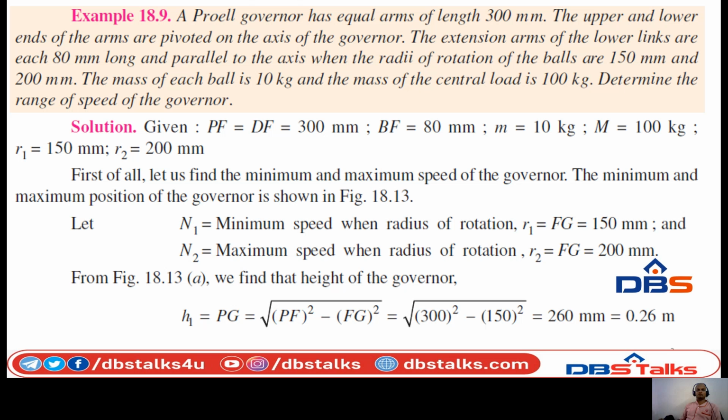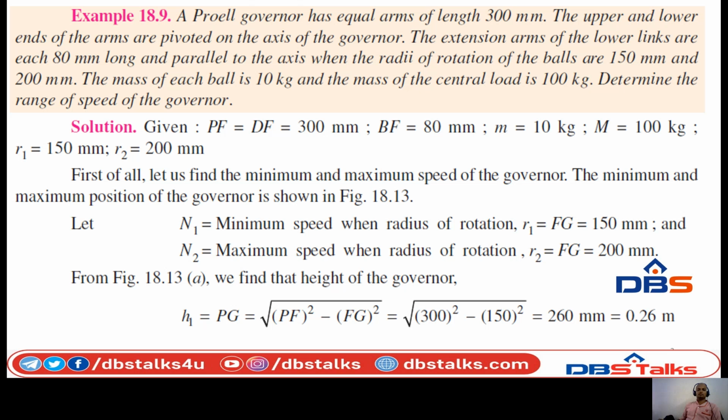Then what we need to find out is finally the range. The range of the governor is nothing but the difference between the maximum speed and the minimum speed. We will call it the range of the speed. For this we are going to solve a Proell governor problem. Firstly, we have to find out which type of governor is asked for and what is the formula for the relation between governor height and governor speed. So firstly, we have to note the given data. After that, we proceed to the formula.